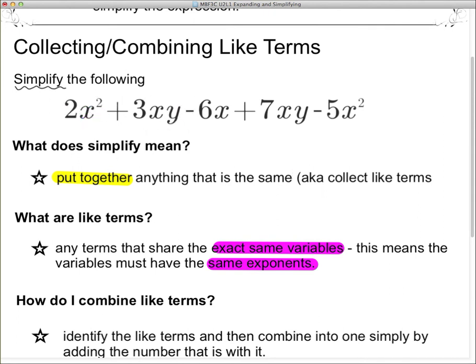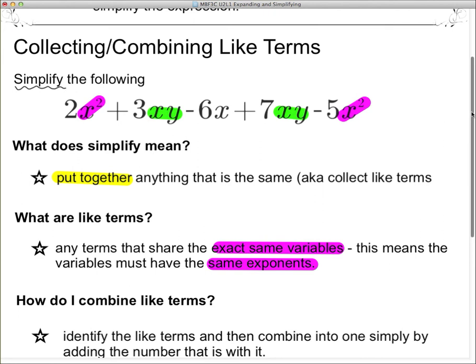So here's the kind of thing we're looking for. Here I have an x squared term, and here I have an x squared term. So these two terms here that I've now got the pink highlighter on, those x squared terms, are like terms. So I've got an xy here and an xy here. Those are like terms as well. And then the 6x doesn't go with anything because it doesn't have the same variables with the same exponents on them.